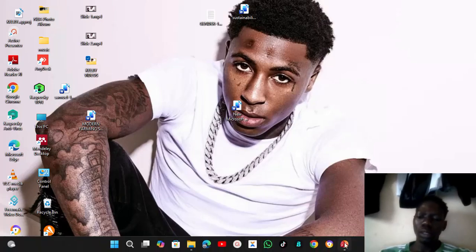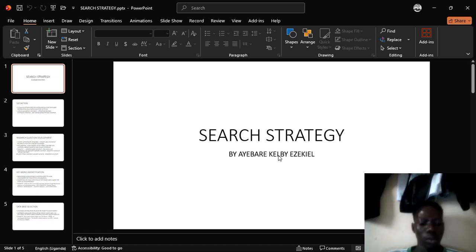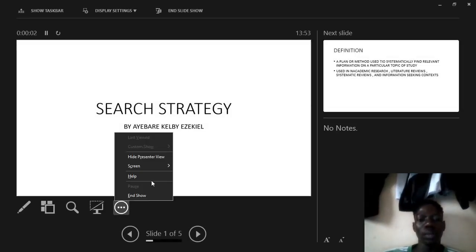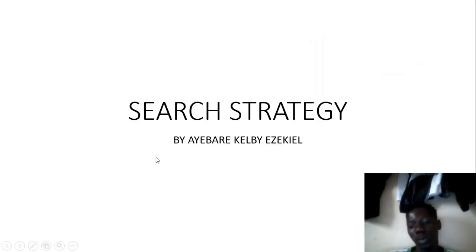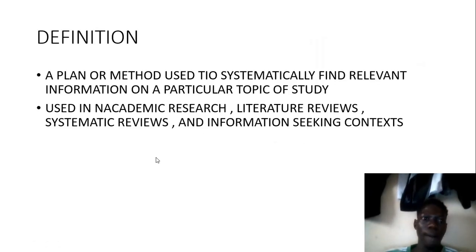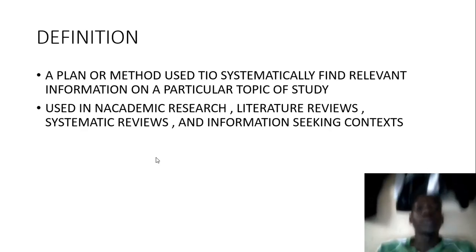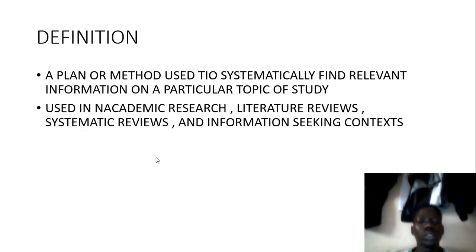So starting off, we shall start with a major slide, which is the search strategy. As you can see here, the first thing, prepared by me as usual, is the definition, and it's really simple: a plan or method used to systematically find relevant information on a particular topic. As I've said, just a plan or method that you'll use to find the relevant information you need on the topic of study, whatever you're researching or studying.